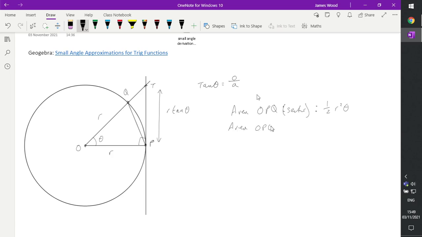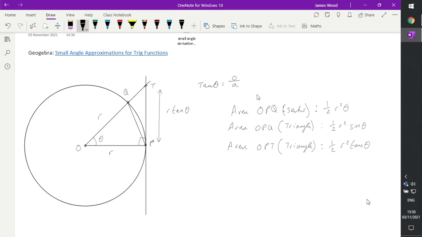The area OPQ, but as a triangle, so obviously with the straight edge instead, that would be half r squared sine theta, because half ab sine theta is what I'm doing for the area of a triangle. So a and b are both r, so it's half r squared sine theta. And we're also going to look at the area of OPT, which is a big triangle. So that's O to P to T, the right angle triangle. Because it's a right angle triangle, we can just use half base times height. So that'd be half times the base, which is r, times the height, which is r tan theta. So that would give me half r squared tan theta.